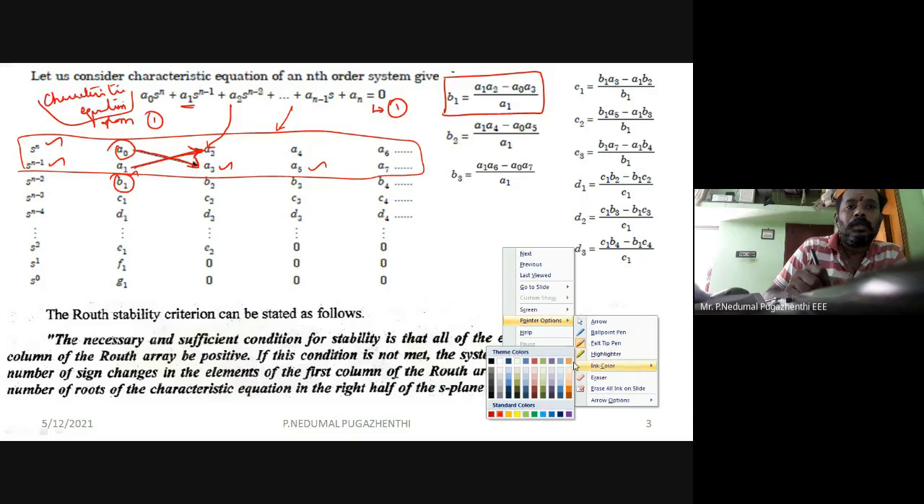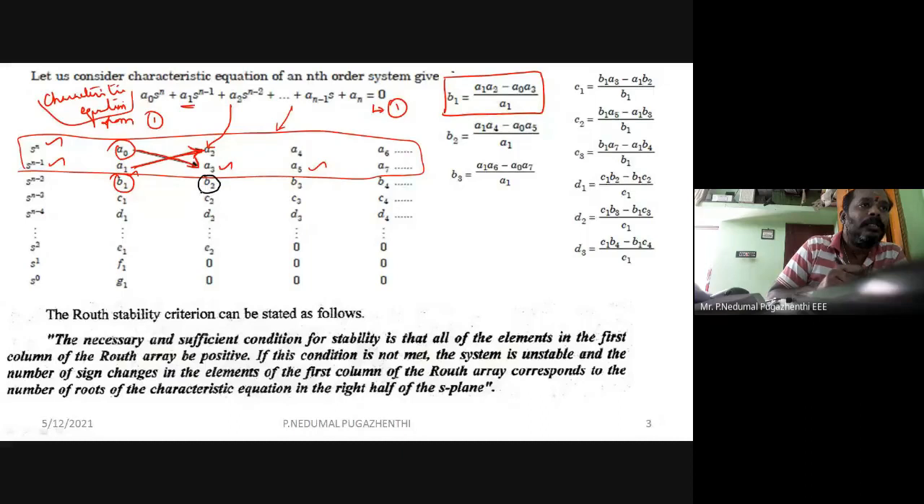Okay. What will be the next? I name that as B2 here. What is B2? It is A1 into A4 minus A0 into A5 divided by A1. You can see it here. It is A1 into A4 minus A0 into A5 divided by A1. That is going to be B2.